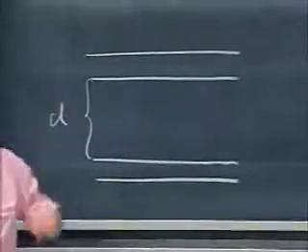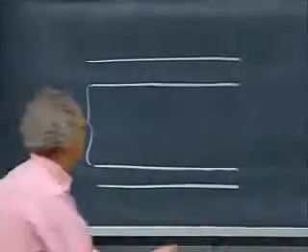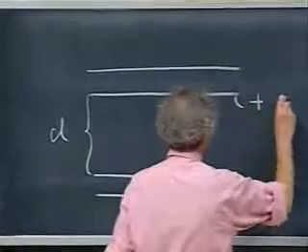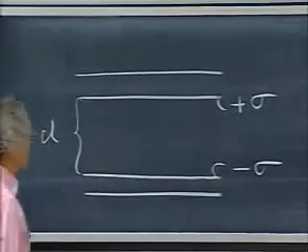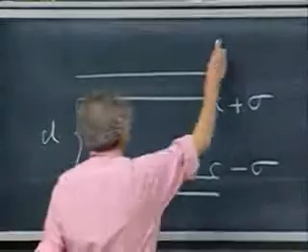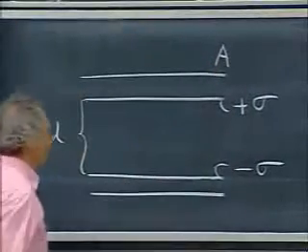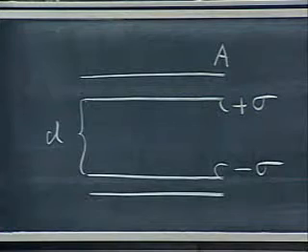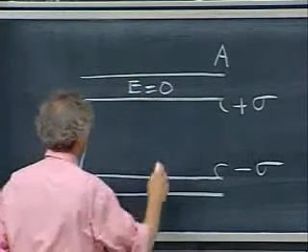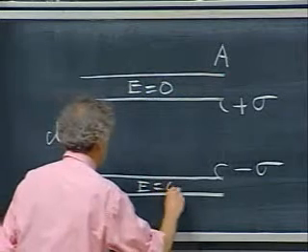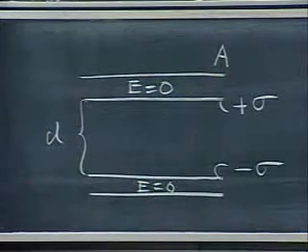And I charge the upper plate with a positive charge. So I get here surface charge density plus sigma, and here minus sigma. Area is A of both plates. I know that in the conductor itself there is no current, and therefore in the conductor itself the electric field must be 0.